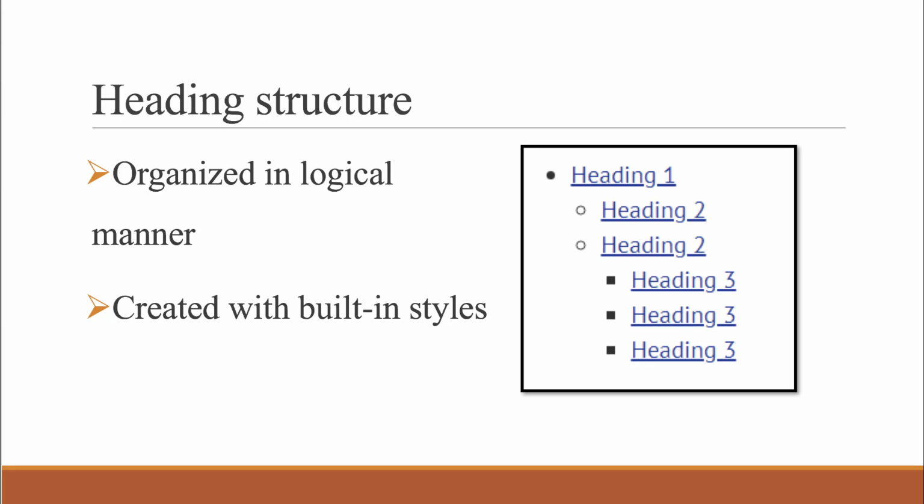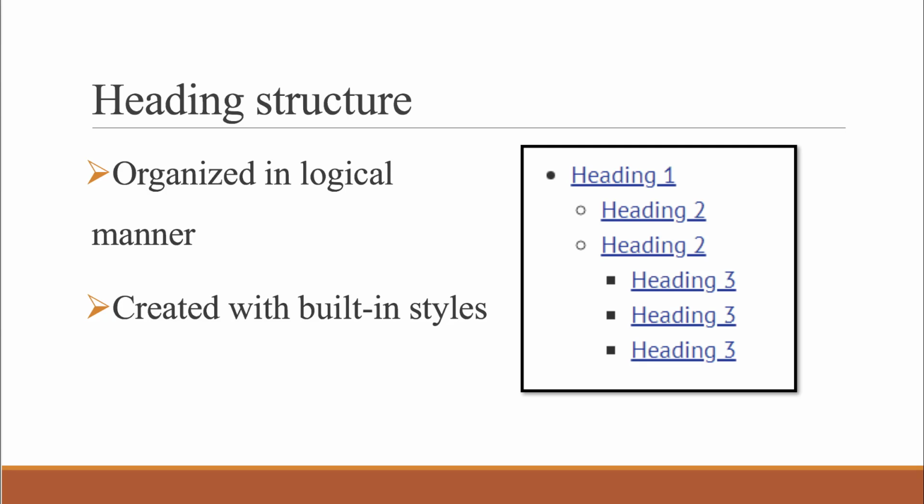A uniform heading structure is often the most important accessibility consideration in Word documents. The best practices are as follows. Organized in a logical manner is to make sure headings are properly nested.